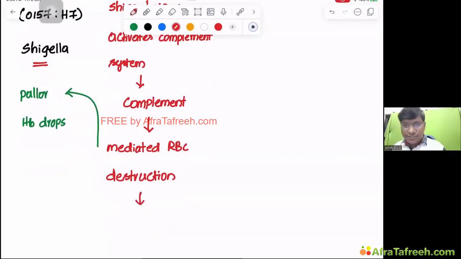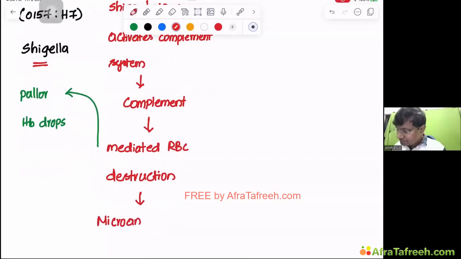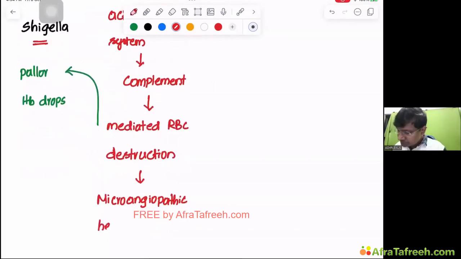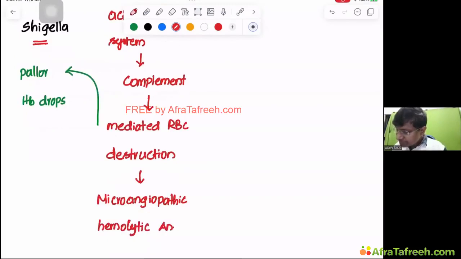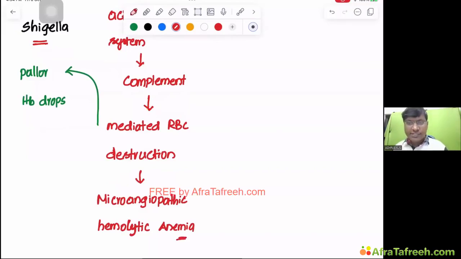This complement mediated RBC destruction, we call it hemolytic anemia, and it is microangiopathic. Right? It is microangiopathic hemolytic anemia. That is the reason you will have the anemia in these patients.